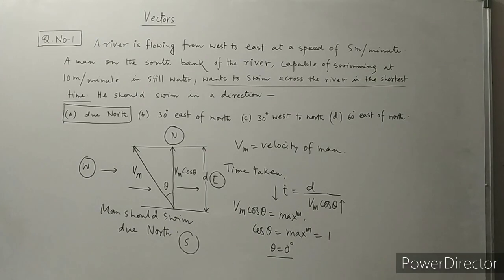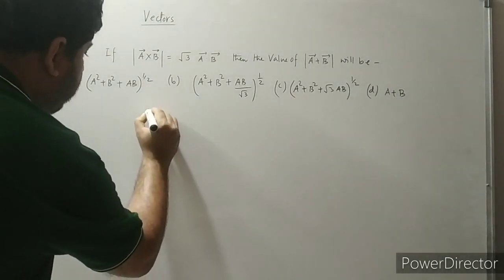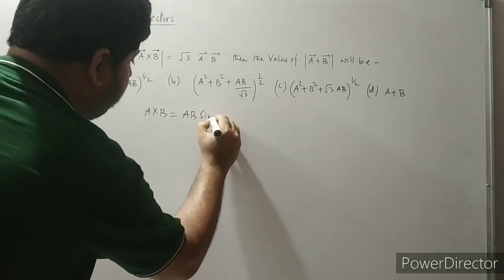Fine. Clear? Next, question number 2. In question number 2 it is given, if mod of A vector cross B vector is equal to root 3 into A vector dot B vector, then the value of mod of A vector plus B vector will be. So 4 options are given. Fine. What is given? A cross B is equal to root 3 A dot B. So what can we write? A cross B we know, A cross B is equal to AB sin theta.